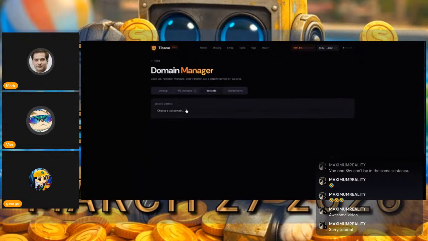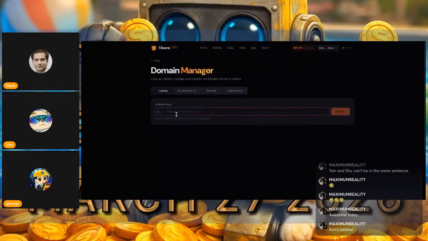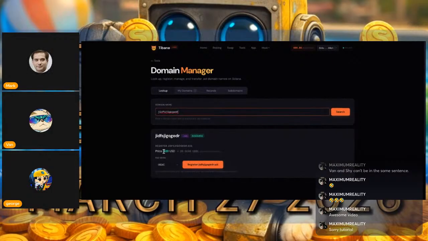The tools are stacking up on Tibane.net. It's getting kind of heavy over there. So yeah, just type something. You can see the price. You can choose what to pay with and register it. That's really nice. We've got to send this to SNS and get them to appreciate that you added this on as well, once everyone's lost in the Tibane Labs tools platform, to get their .sol address. That's a really nice UI.